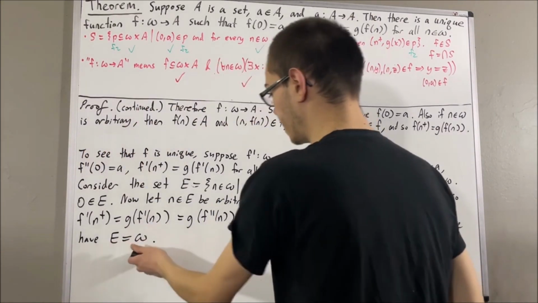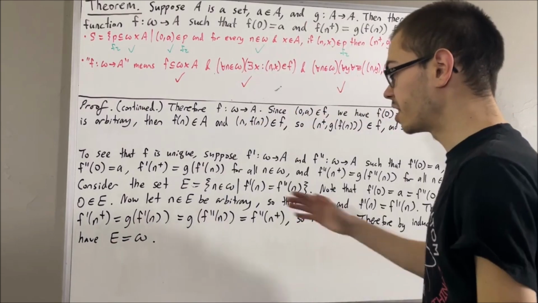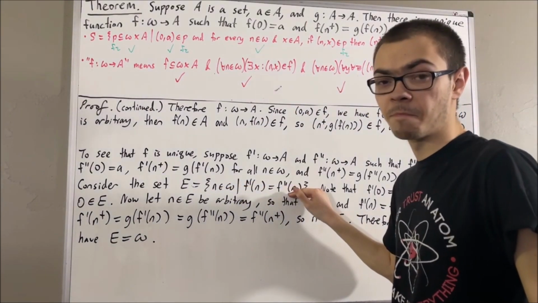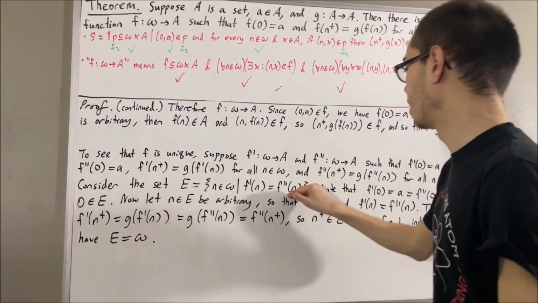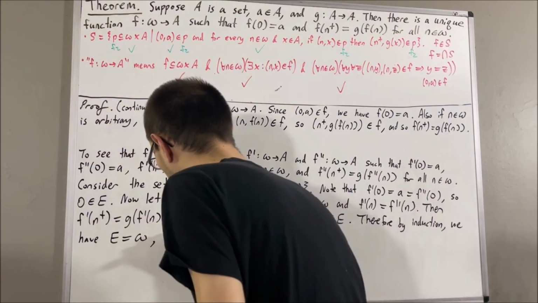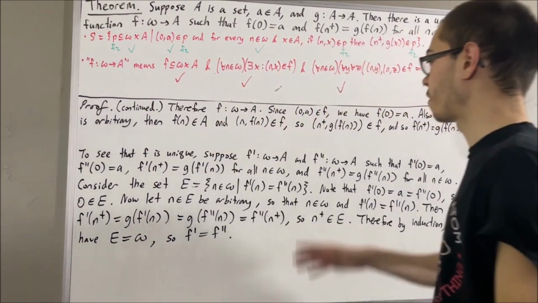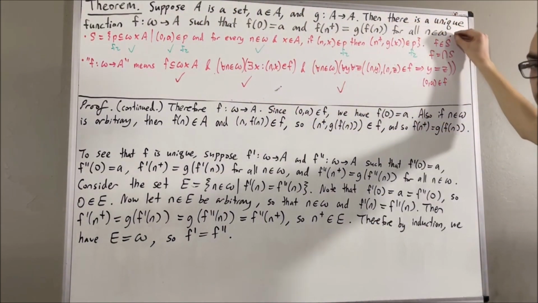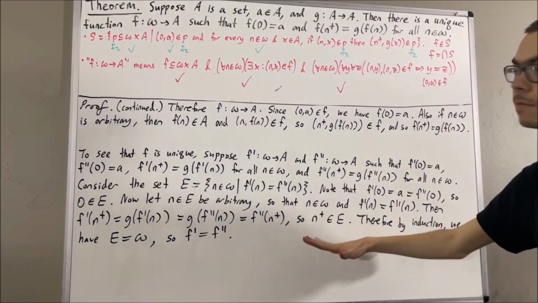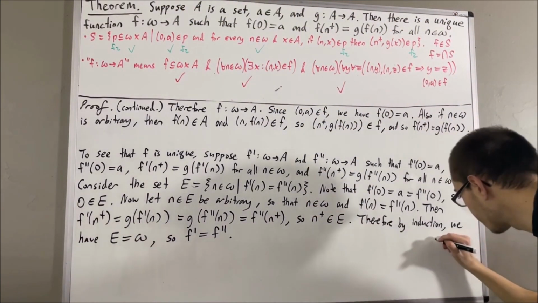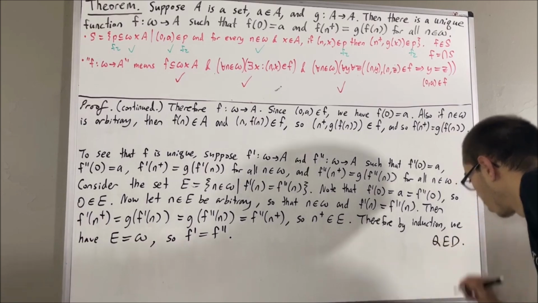And because E is the set of natural numbers, this means for every natural number n, f prime of n is equal to f prime prime of n. Or in other words, these two functions, f prime and f prime prime, are equal. And so that proves that the function f, which we found to satisfy these conditions, is unique. So we have proven the theorem. So this completes the proof.